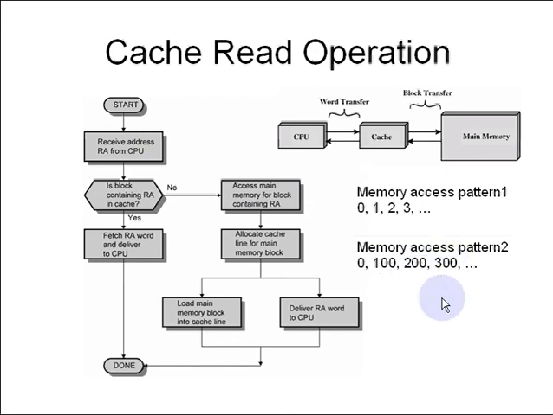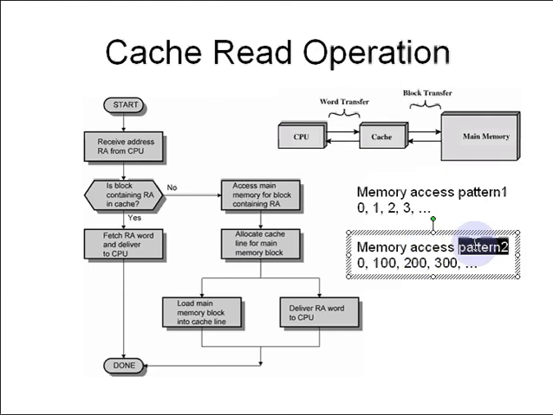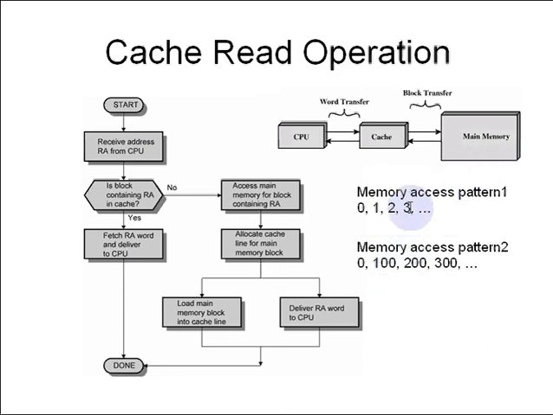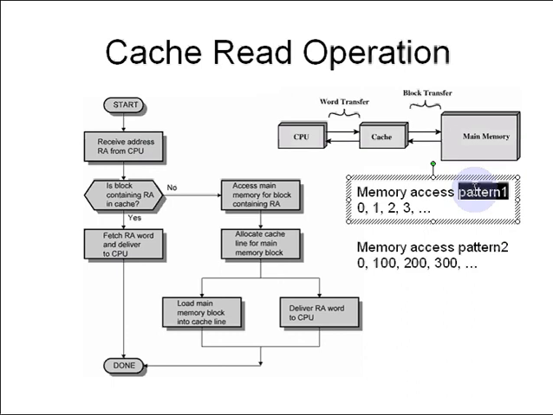So what we see is that for memory access pattern 2, although we have a cache memory present, it will not lead to improvement in the performance of the system, because for every memory access we are going to the main memory, whereas in case of memory access pattern 1, the presence of cache memory leads to improvement in the performance of the system.